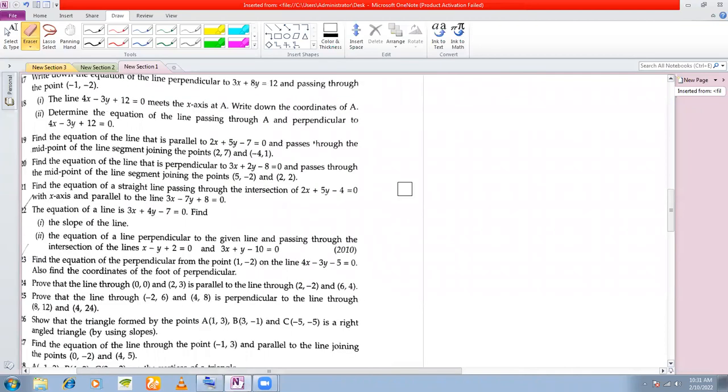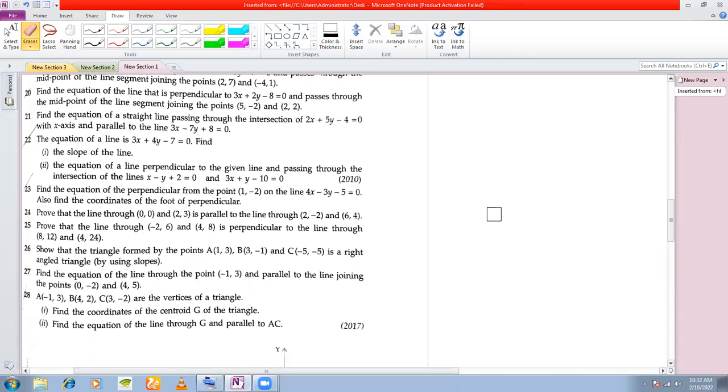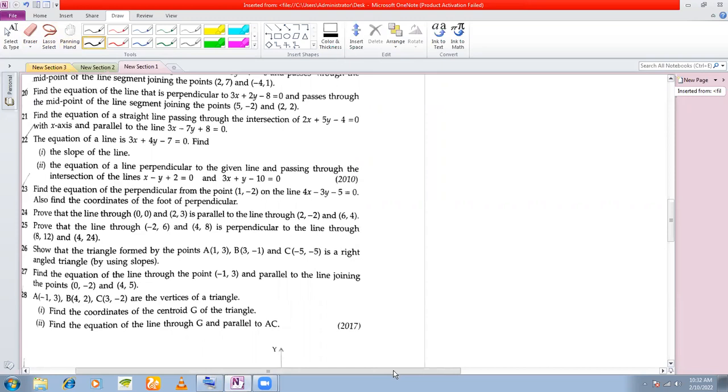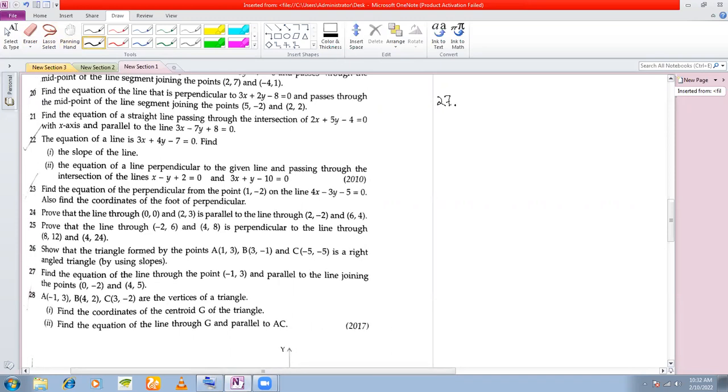Okay, next question. The next question here is number 27. The question is, find the equation of the line through the point minus 1, 3 and parallel to the line joining the points 0, minus 2 and 4, 5. So you need to find the equation of the line through the point minus 1, 3.